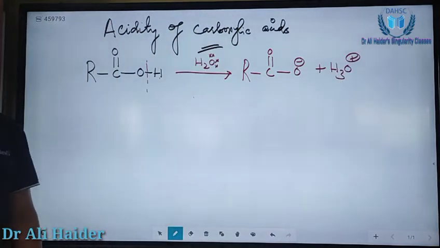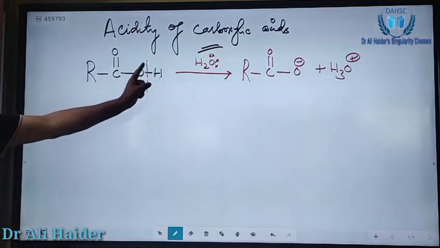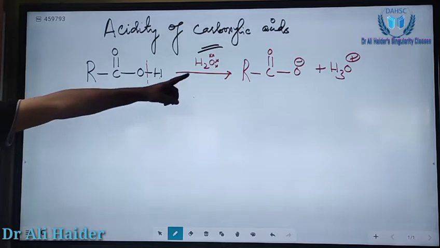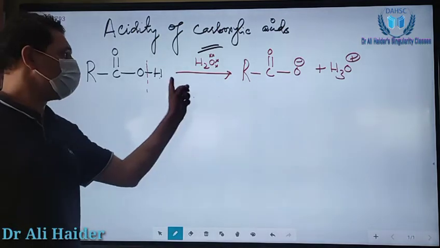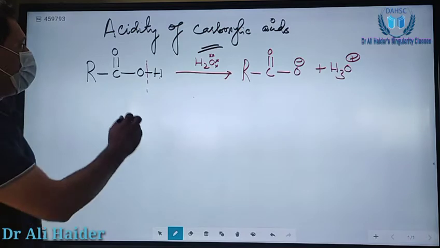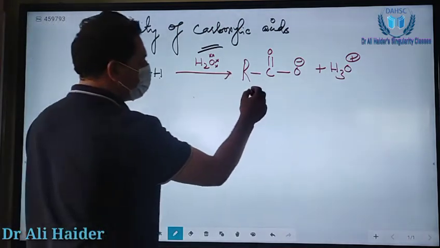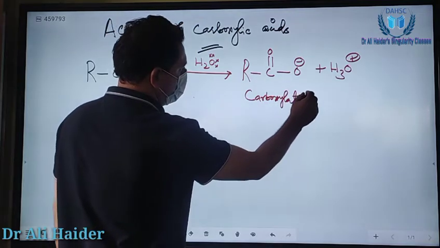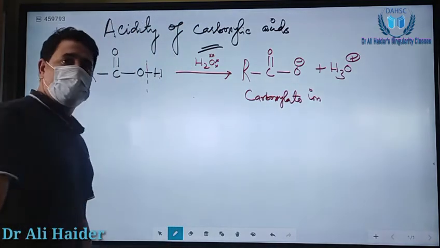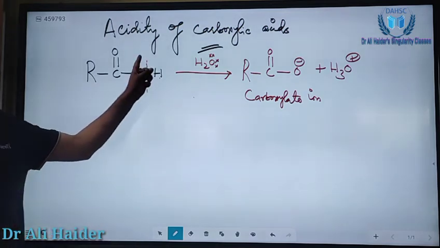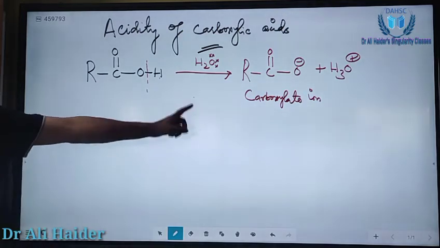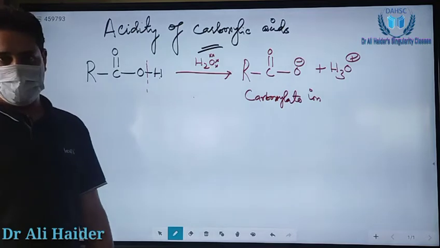You got it? So what happens here? There is cleavage of the OH bond, H plus ion is released, which is taken up by the water molecule to get converted into hydronium ion. This carboxylic acid changes into carboxylate ion. Now, why do these carboxylic acids undergo this OH cleavage? There should be some driving force, right? The driving force is the resonance stability of this carboxylate ion.